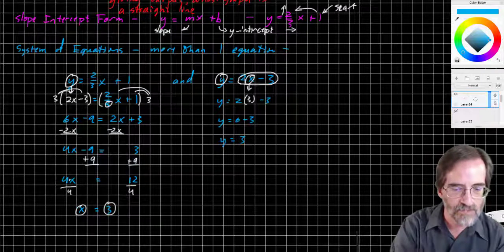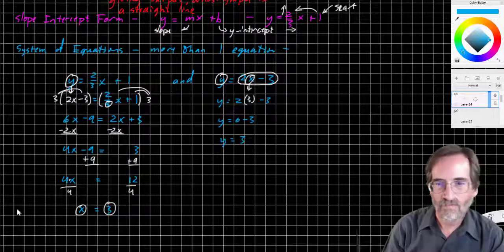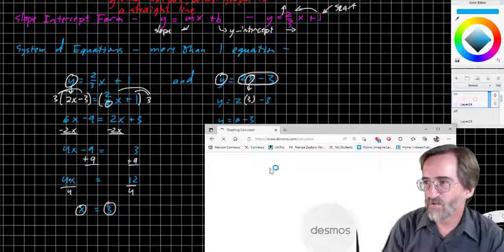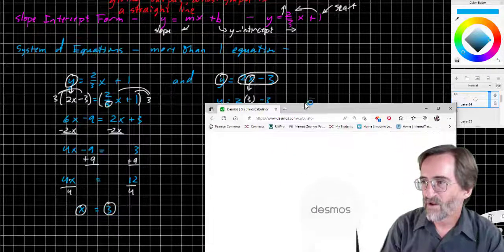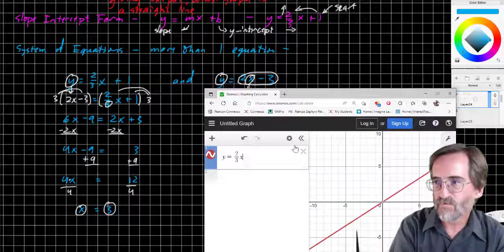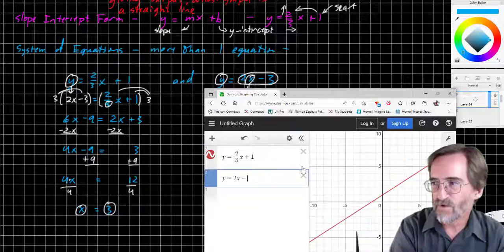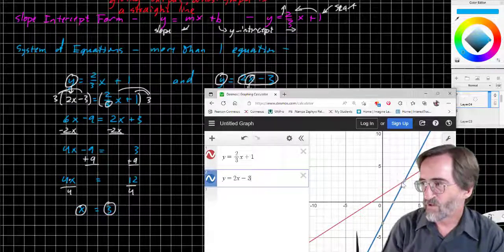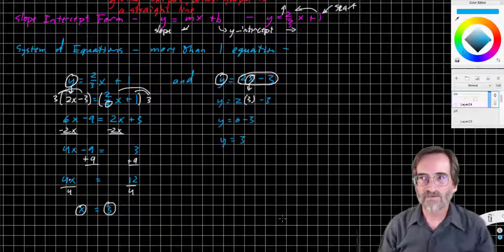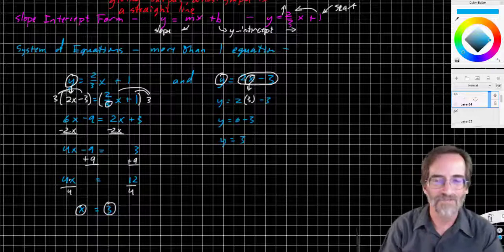Okay, and we can verify in Desmos. Okay, let me bring up Desmos. And we can graph the two equations and see where they cross. Y equals 2/3 x plus 1. Y equals 2x minus 3. And look where they cross at 3, 3. So it works. System of equations, more than one equation. We solve by graphing and by elimination, or substitution, not elimination. All right.